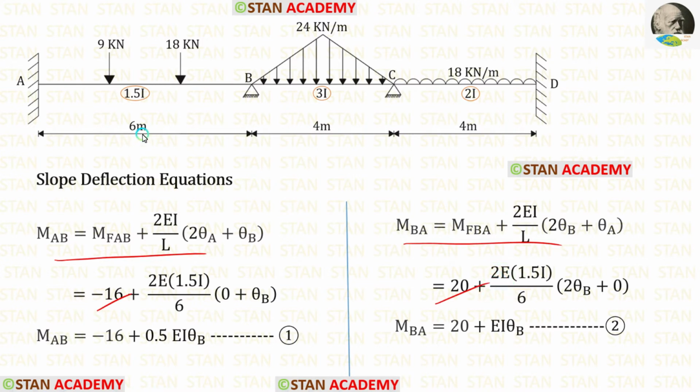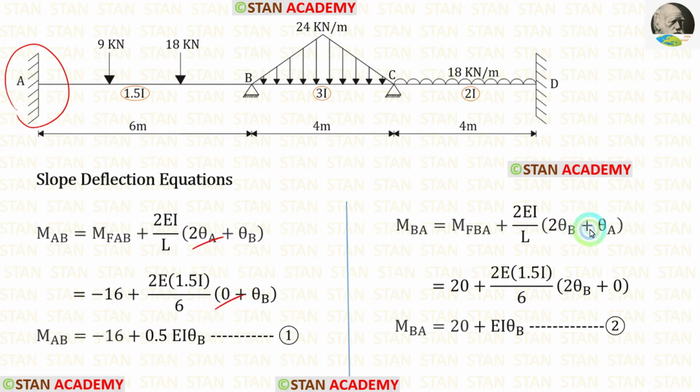Length of span AB is 6. Let us apply that. For the span AB, the moment of inertia is 1.5i. So in the equations, instead of I, we have to apply 1.5i. At point A, we have a fixed support. In the fixed support, there will be no slope. So theta A will be 0.